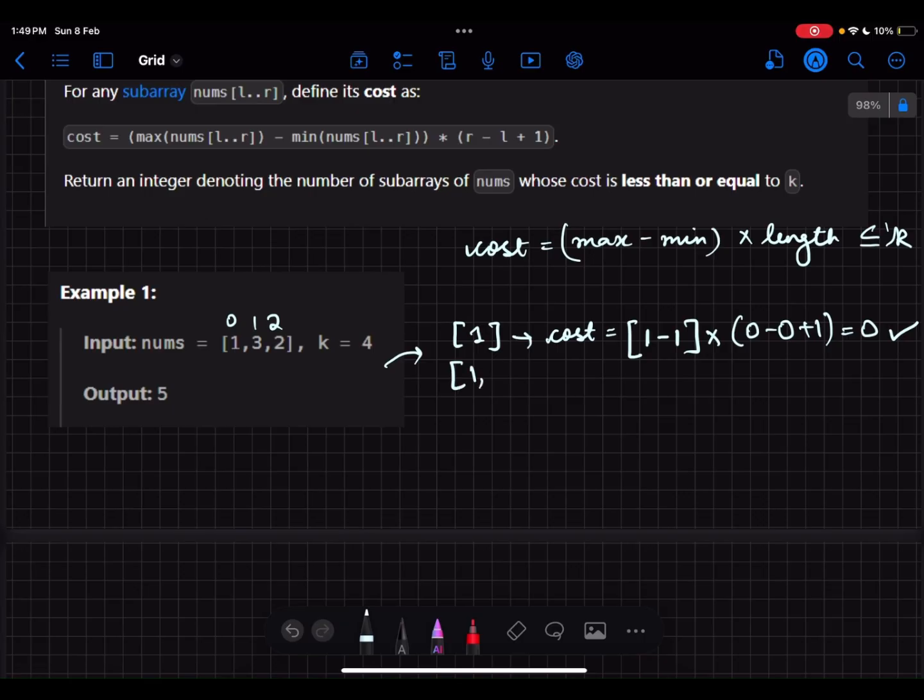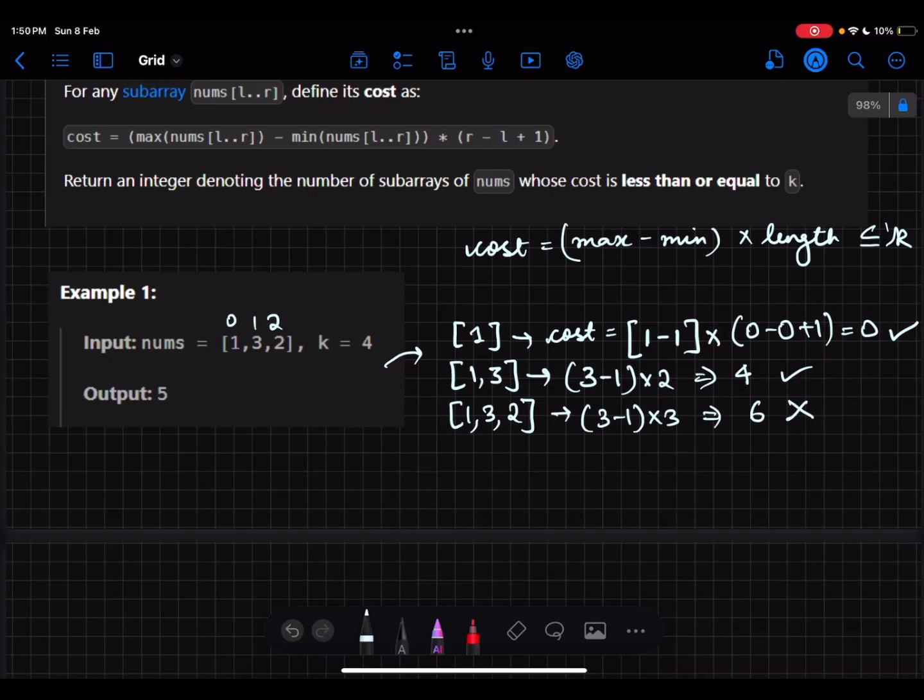Another subarray we can have here is 1, 3. The cost here would be 3, since it's the max, minus 1, into 2, which comes out to be 4. This is equal to k, hence this is also a valid subarray. The third one we can have is the whole array, whose cost comes out to be 3 minus 1 into 3, which is 6. This is greater than k, hence it's not a valid subarray. These were all the possible subarrays starting from 1.